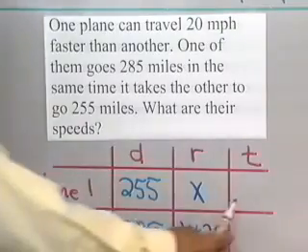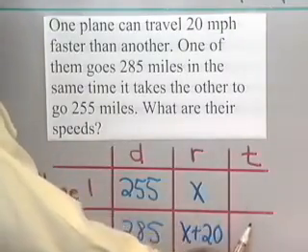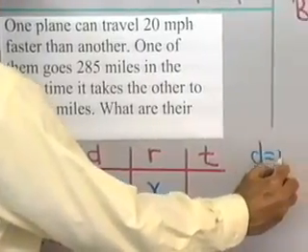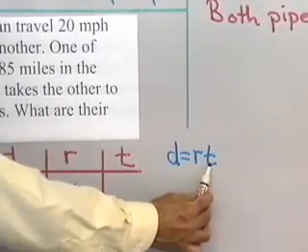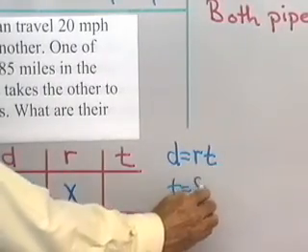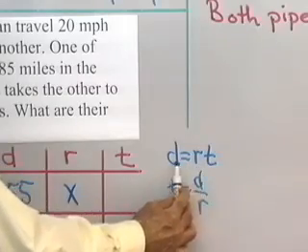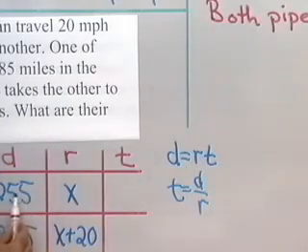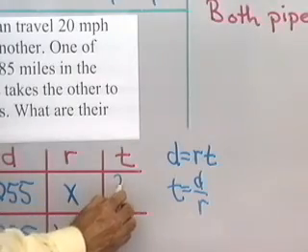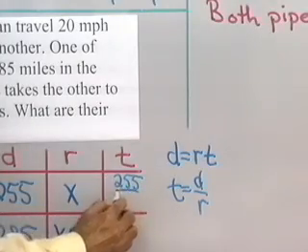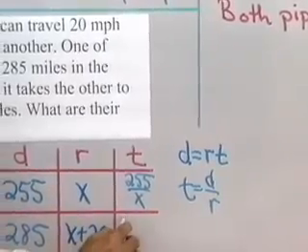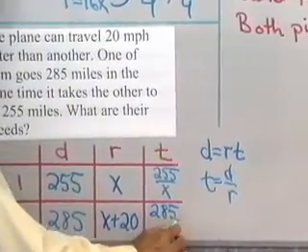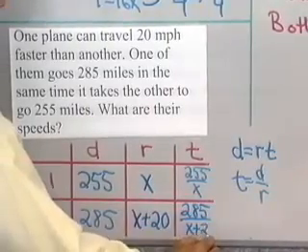The next thing I want to do is fill in these two squares, using the formula distance is equal to rate times time. Since I want to fill in the time squares, I'll solve this for t. T is equal to distance divided by rate when I divide both sides of this by r. So distance divided by rate is going to be time, so 255 divided by x, and this time right here is going to be that distance, 285, divided by that rate, x plus 20. So 285 divided by x plus 20.